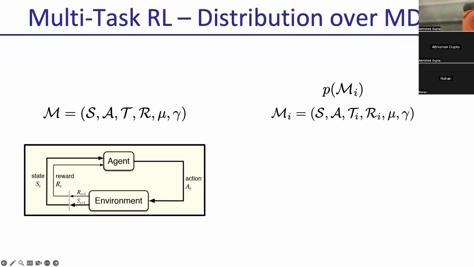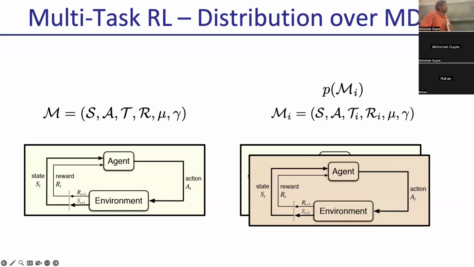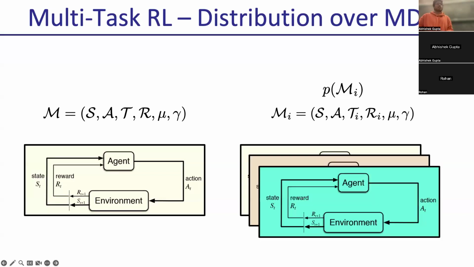Now, in the multitask situation, you have a distribution over MDPs. So let's say you have many different MDPs, each with the same state and action space, but with potentially different transition dynamics D_i, potentially different rewards R_i, and then you have a distribution over these tasks, p of M_i. So the point is, rather than just having a single MDP, you're going to have many different MDPs, and these MDPs are going to be drawn from some distribution.